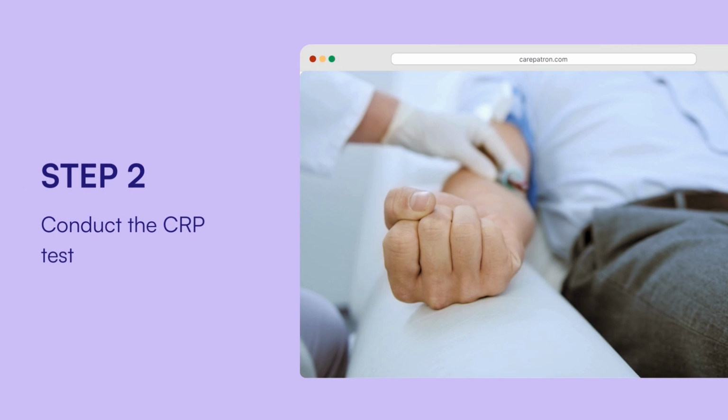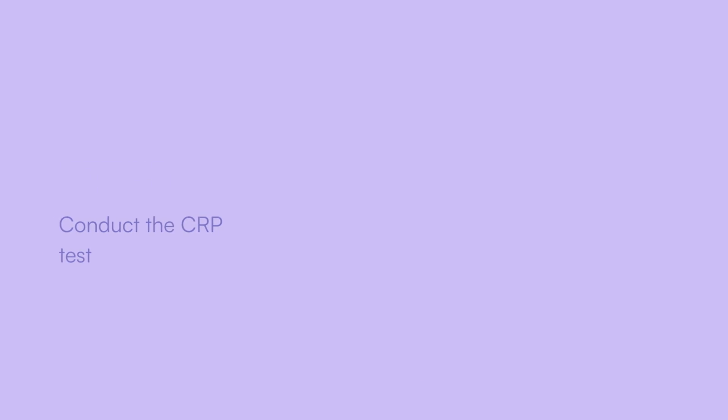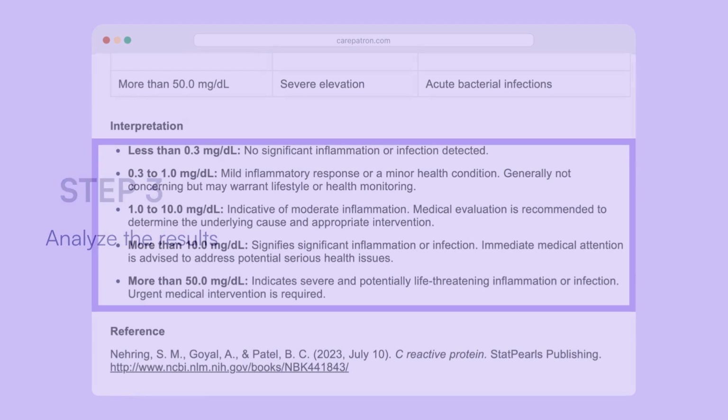Conduct the CRP test. Perform a CRP blood test and record the results on the chart, noting the patient's name, age, and test date. Analyze the results. Compare the CRP levels to the benchmarks on the chart. Here are the benchmarks.